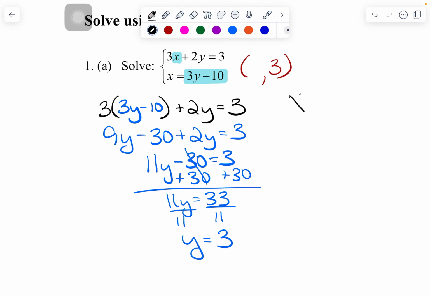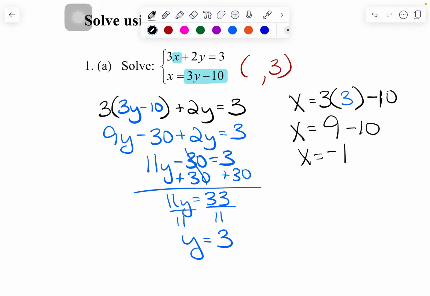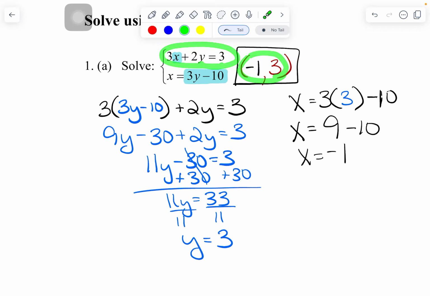So going back to x is equal to 3y minus 10. Now, instead of y, I'm going to replace that with a 3, and then minus 10, and I'm going to simplify from there to figure out what x equals. So x equals, 3 times 3 is 9, minus 10, x equals negative 1. So the solution to that system is the ordered pair negative 1, 3. So if I were to put these two values for x and y into this equation, I would get a true statement. And if I put these two values into this equation, it would create a true statement.